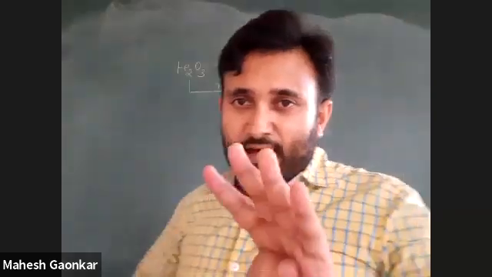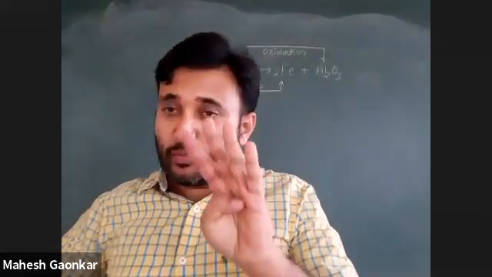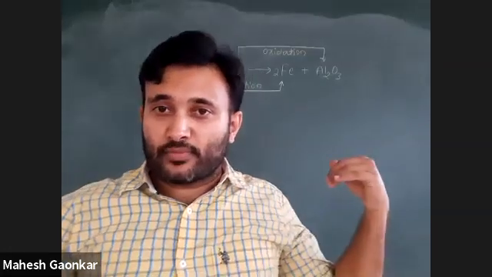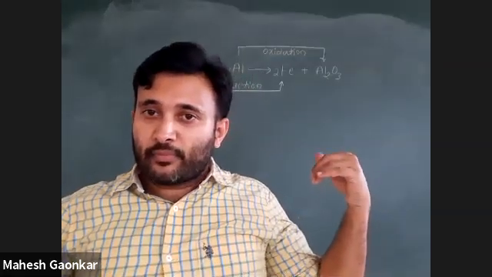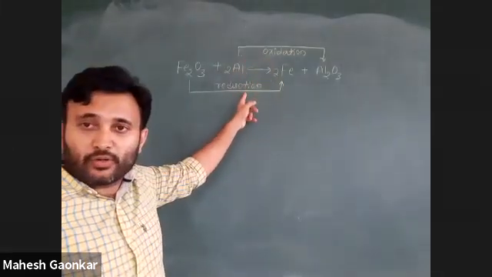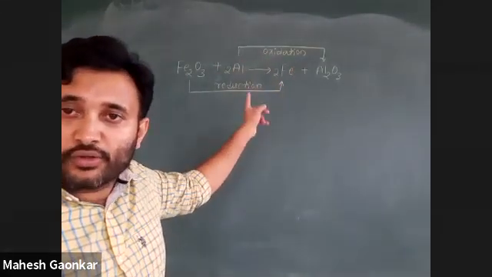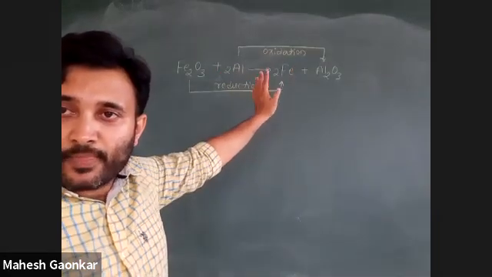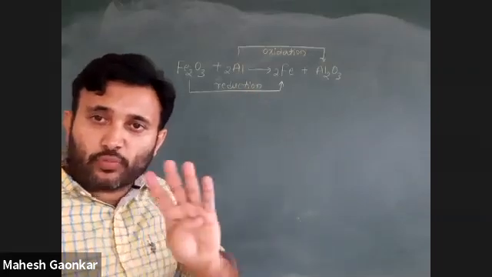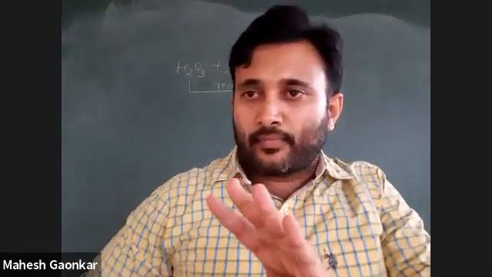So for every reaction you must write these 4 points. Okay, I'll give you some more reactions. You have to mark which one is undergoing oxidation and which one is undergoing reduction. Then you have to write 4 points. Okay?